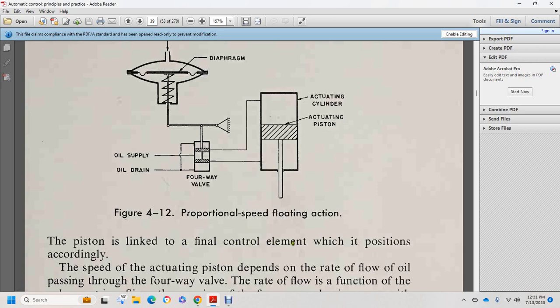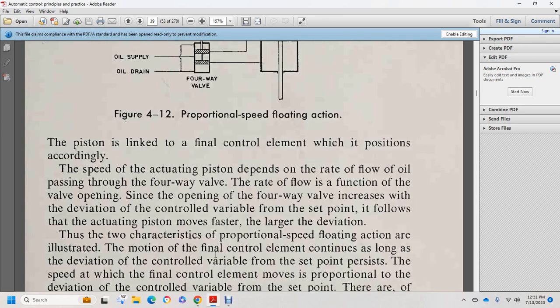The piston is linked with the final control element, whose position is set according to the speed of the actuating piston. It depends on the rate of flow of the oil through the groove of the four-way valve, which depends on the opening of the four-way valve. As the control variable deviates from the set point, the valve actuation position moves fast, illustrating the motion of the final control element under proportional speed floating action.